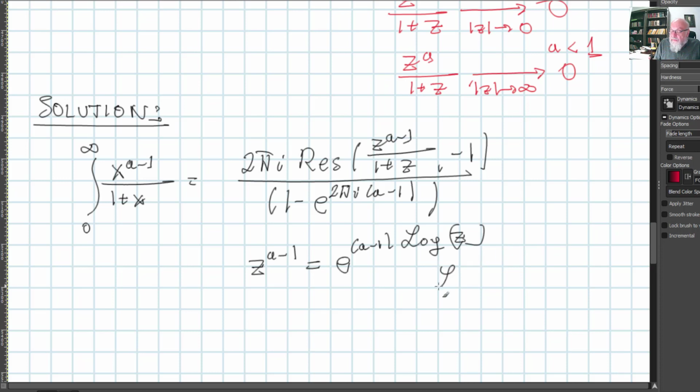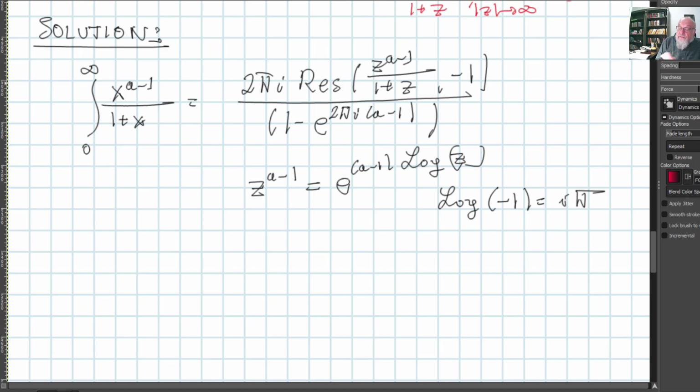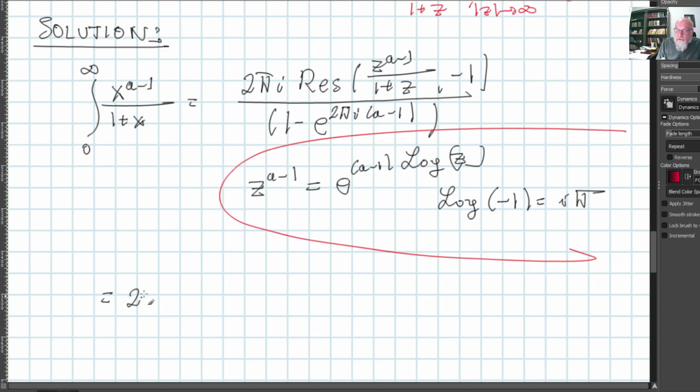So this logarithm, for example, for the value of minus 1 will be equal to i pi, and then definitely we can continue. So I'm getting here that this integral is equal to 2 pi i, and I have here this residue, which is equal to minus 1 to the power a minus 1. That's the residue value, and that means I already have that value.